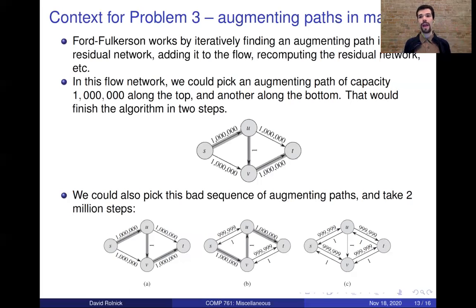The algorithm is going to end either way, but there's a lot of difference in how long it takes. If we had hindsight, maybe we could pick fewer augmenting paths. So that's the intuition for problem 3.